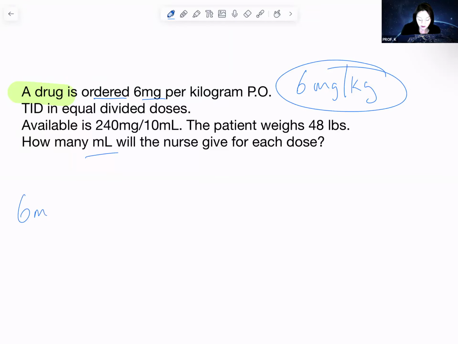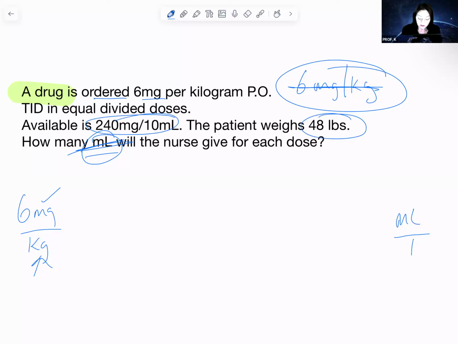So 6 milligrams per kilogram. How many milliliters will I give? Well, it tells me my wanted. So I've used this. I know my milliliters. So I have to get rid of milligrams and get to milliliters, and I have to get rid of the kilograms. So I can start with whichever. Available is 240 milligrams per ml. So let's start that way.